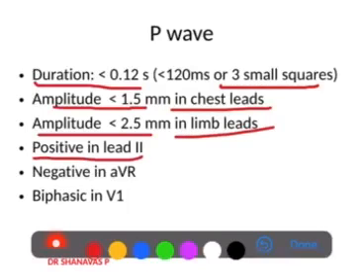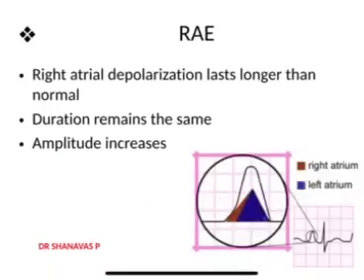And the amplitude can be up to 2.5 millimeter in limb leads like 2, 3, AVF, etc. It is positive in lead 2, negative in AVR, and biphasic in V1. So we are not going into the details. Then we go to the first abnormality, which is right atrial enlargement. So what is happening in right atrial enlargement?